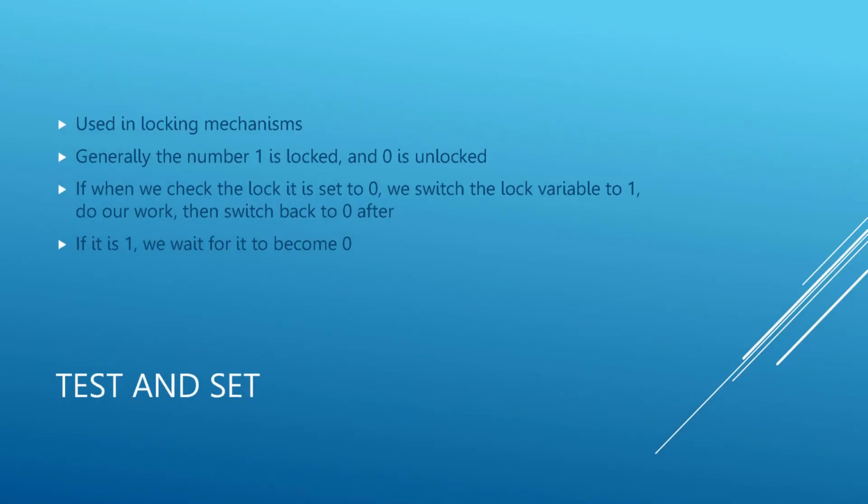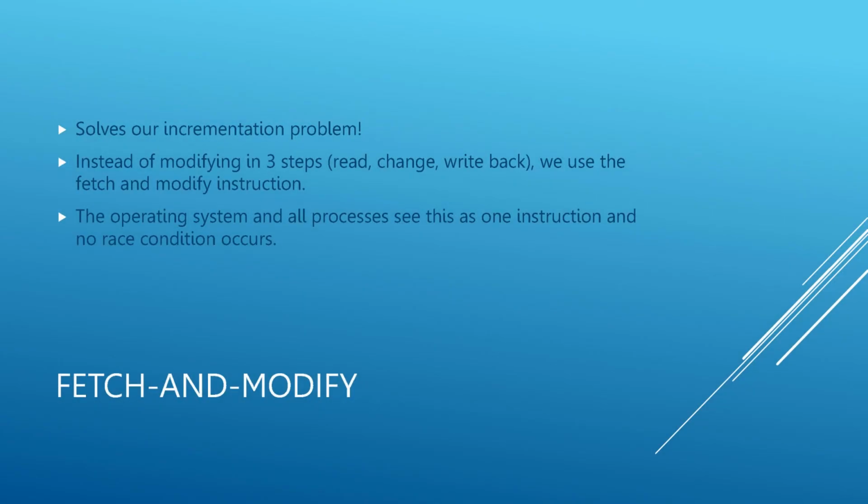Test and set. Test and set is used as a locking mechanism, creating a single variable, generally the number 1 or 0, where 1 is used to symbolize locked and 0 is used to symbolize unlocked. If when we check the lock it is set to 0, we switch the lock variable to 1, do our work, and then switch back to 0 after. If it is 1 already, we wait for it to become 0.